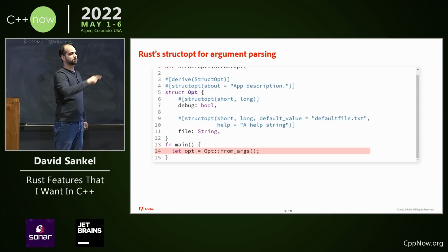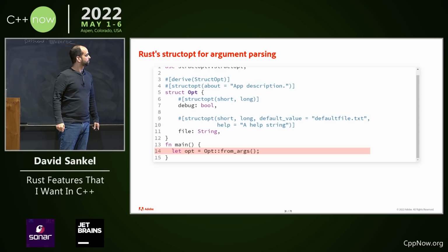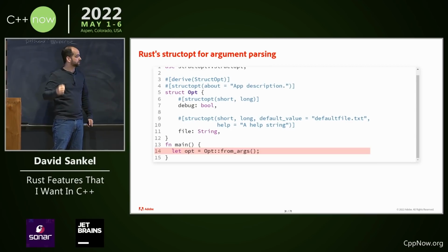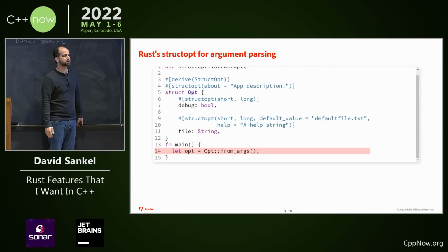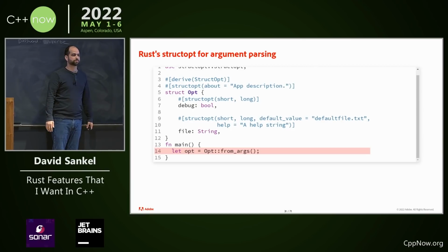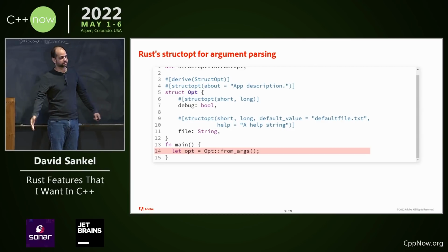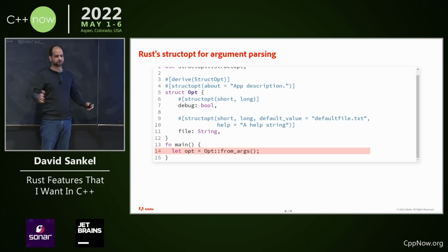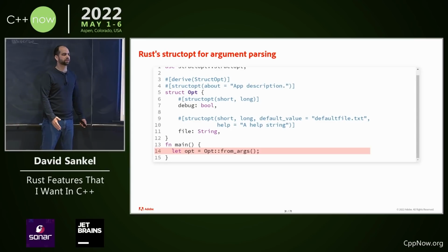I'll start with you. Is fromArgs a member function of opt? No, it is not. It is like a static function call. It's an associated method, I think is what it's called. Someone said it's an associated method. I'm trying to use the C++ lingo here, given the audience.